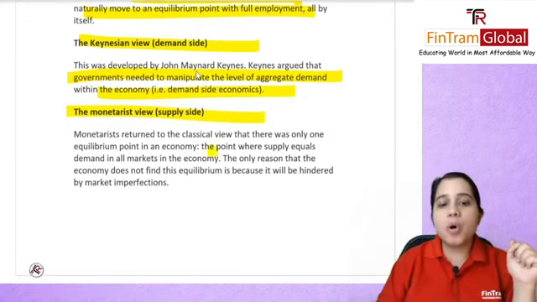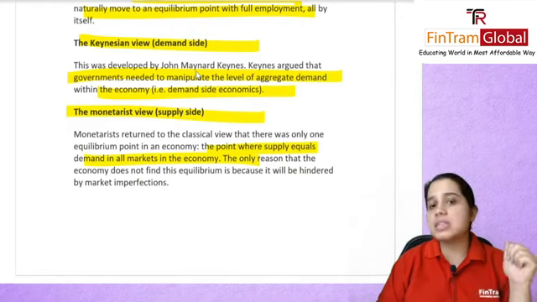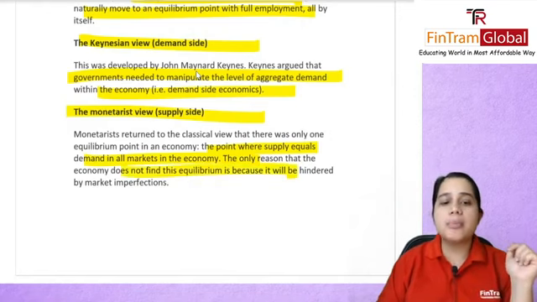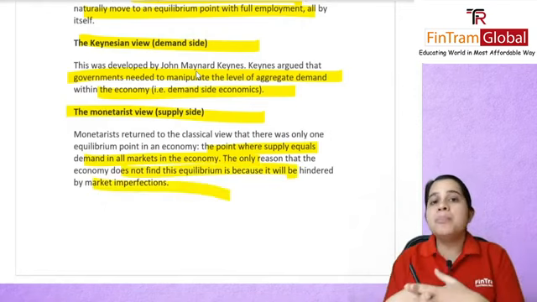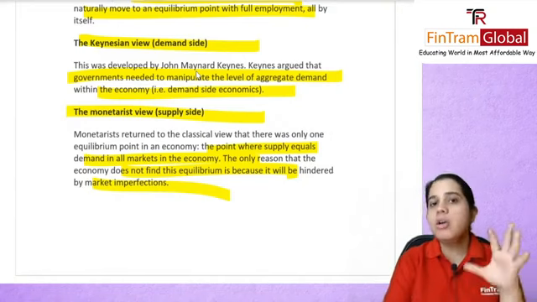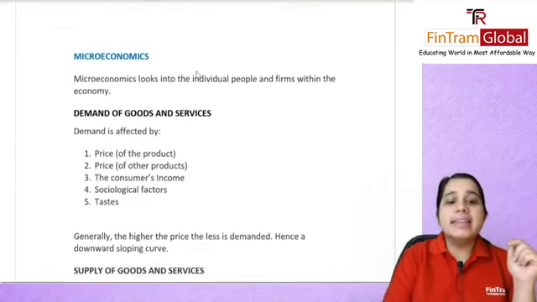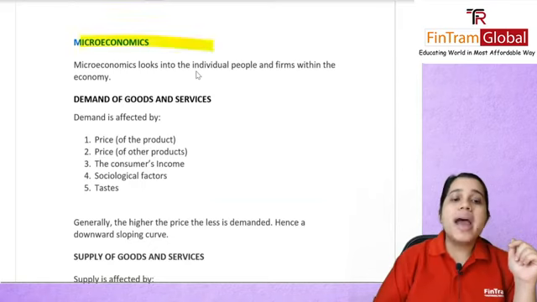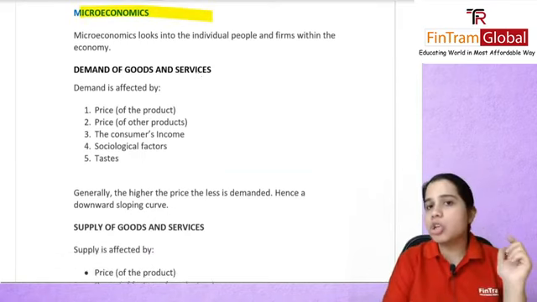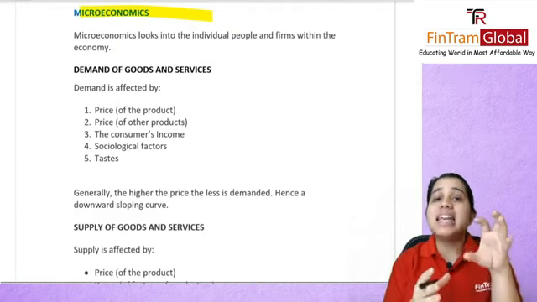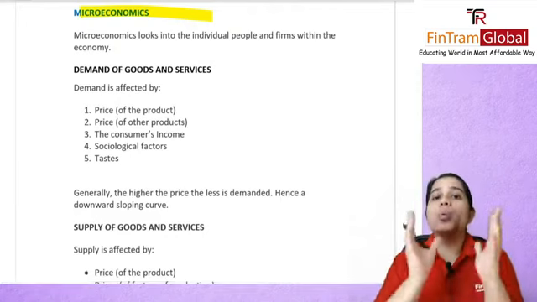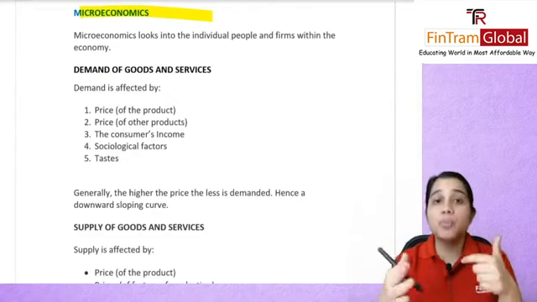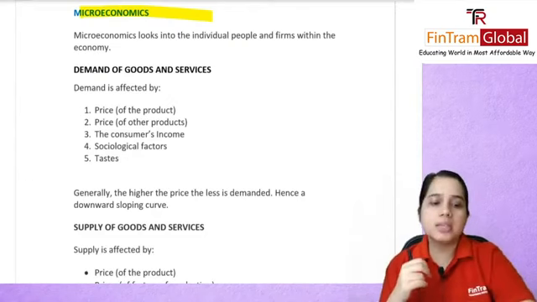So they said that the point where supply will equal demand in all markets in the economy, the only reason that this does not happen is because of the imperfections that are there in your economy. Next, we talk about microeconomics. So we covered macroeconomics. Now we will be talking about microeconomics. These look at individual people and firms within the economy, as opposed to, of course, your macroeconomics.